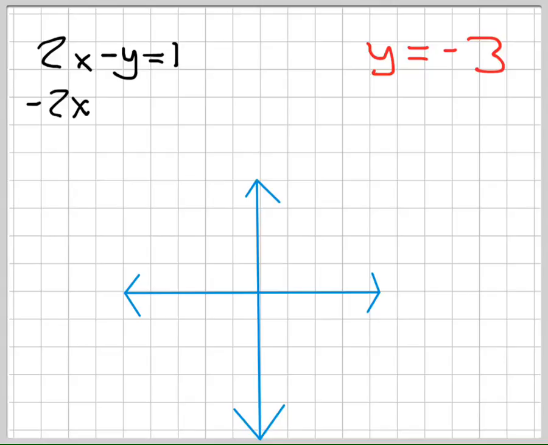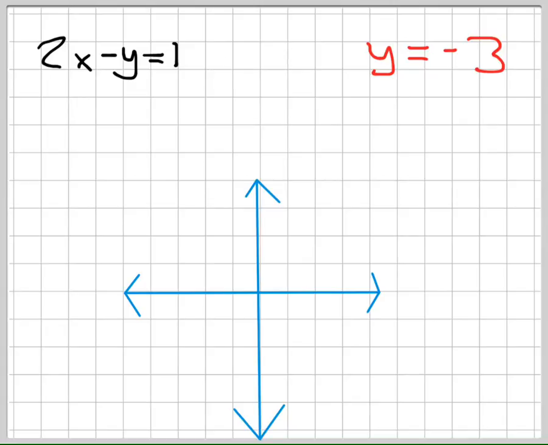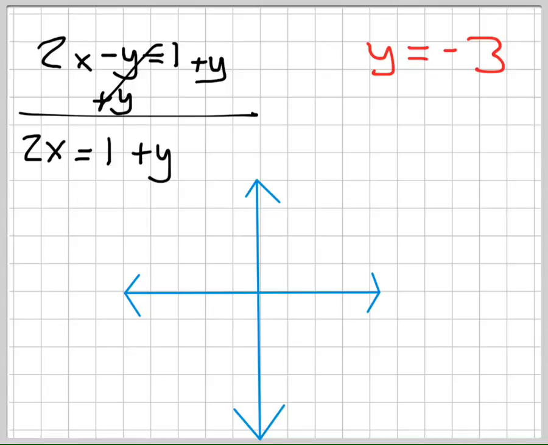That's okay, but if you do that, then you've got to divide everything by negative 1. So for example, you could do this and get negative y equals 1 minus 2x, and that's like negative 1 times y, so I'd have to divide everything by negative 1. You could do that, okay? But another way is just to make that negative y positive. Instead of moving this 2x over to the other side, how would I move this minus y to the other side? I'd add it, right? Plus y. I'd be left with 2x equals 1 plus y.